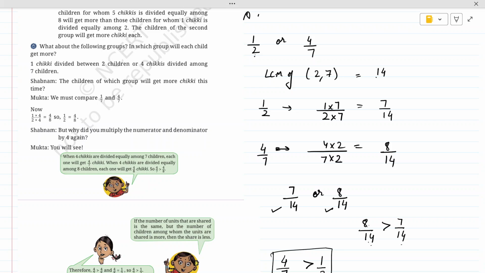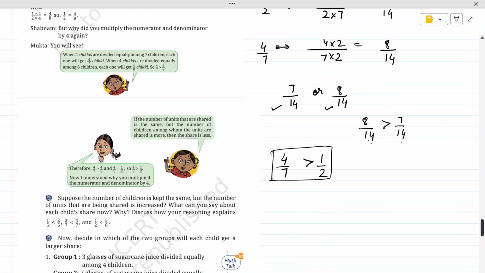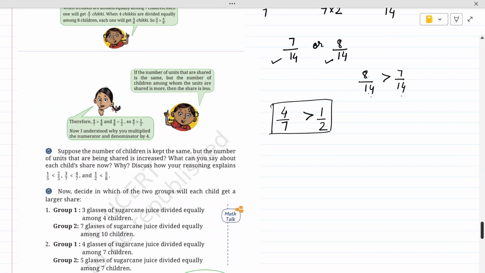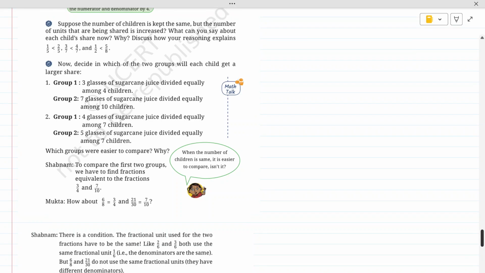So this is how, kids, we have to do these questions. Just find out their LCM, solve them, and then if they have the same denominator, the number with the higher numerator will be greater. We have done many such questions in our previous grade. This is the same thing repeated here, where now we decide in which group will get the larger share.